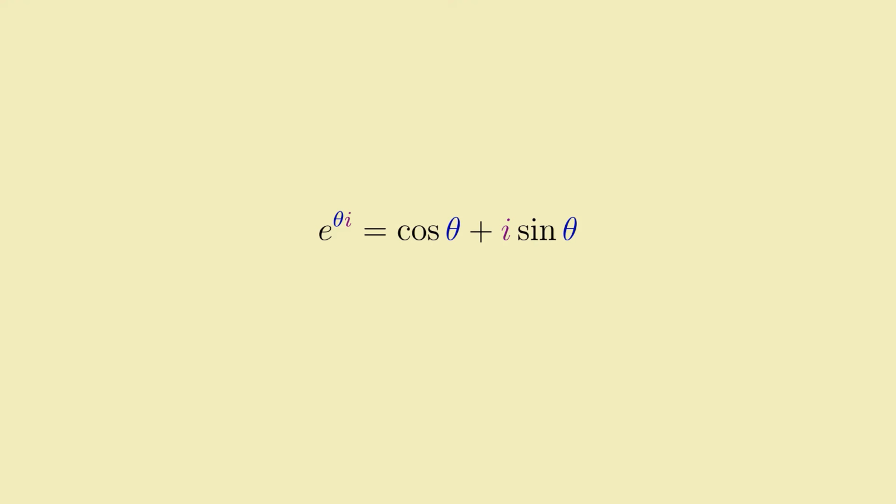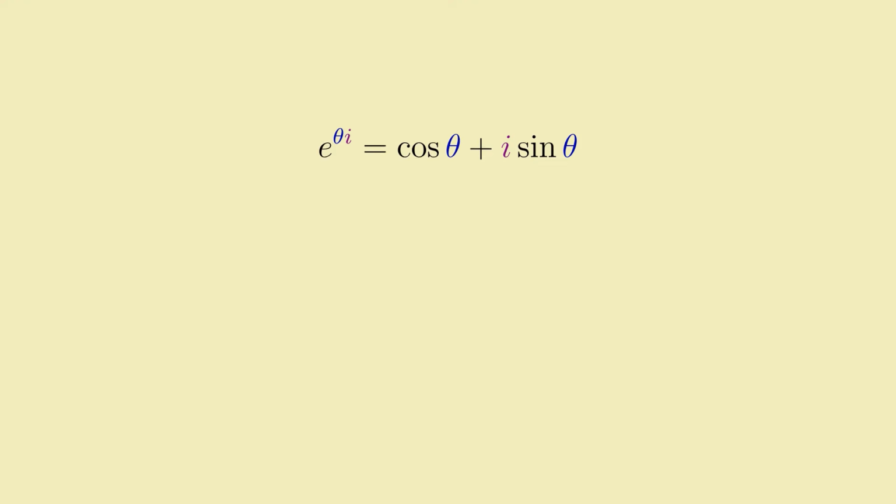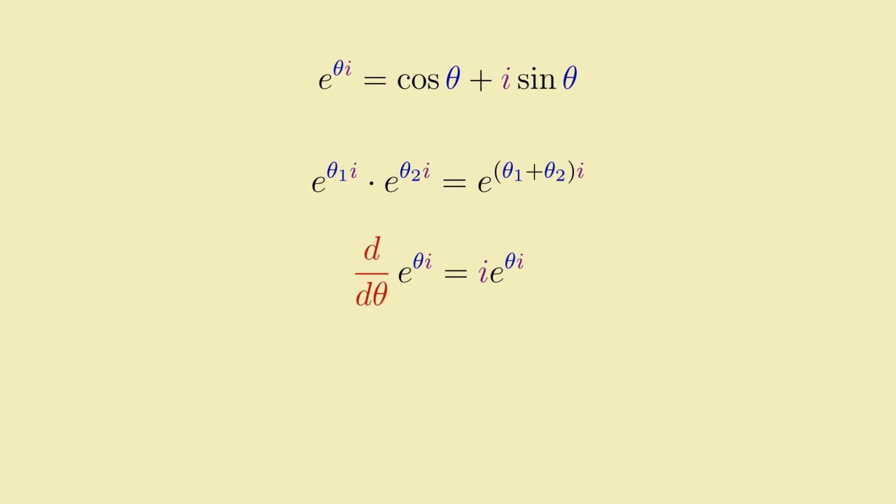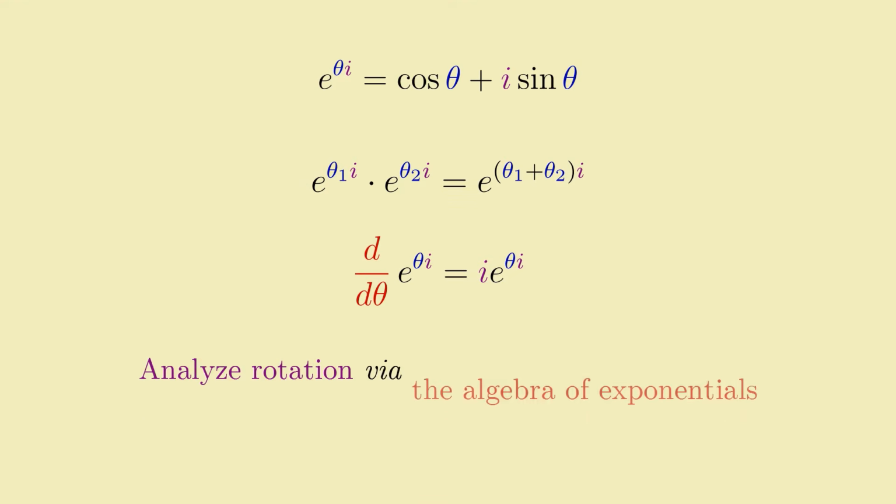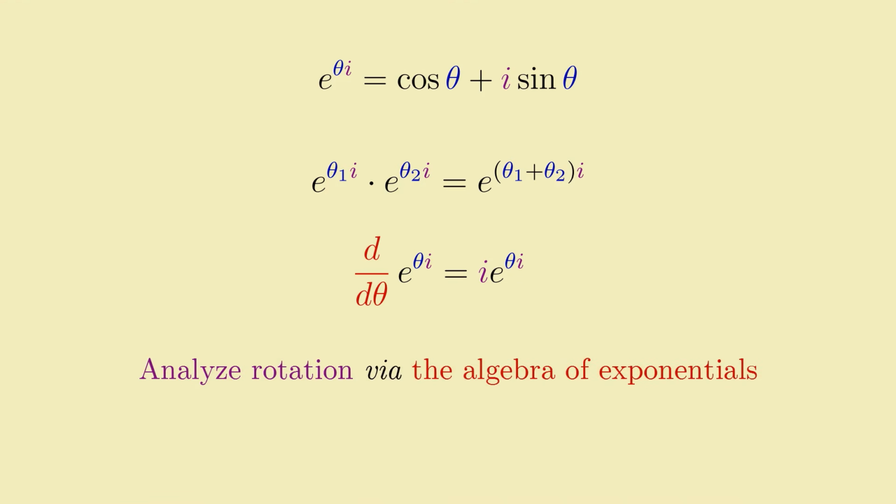The upshot of describing 2D rotation this way is we can import the familiar algebra rules for manipulating exponentials to help us analyze rotations. So Euler's formula provides a way to study rotations using the algebra of exponentials.